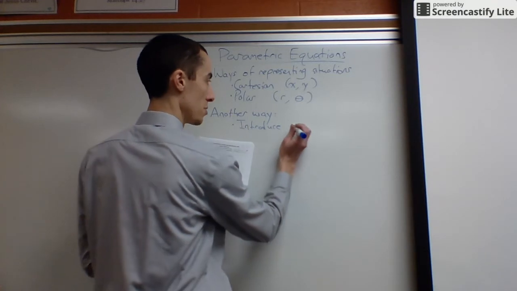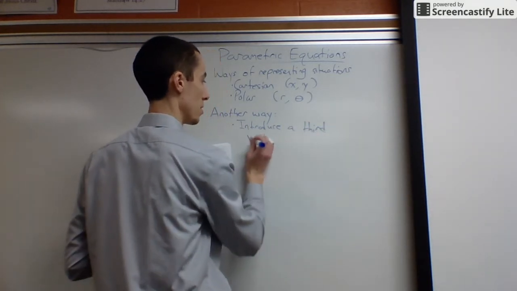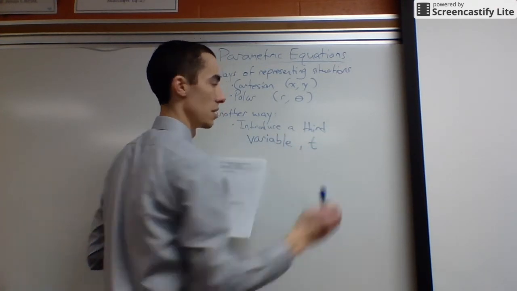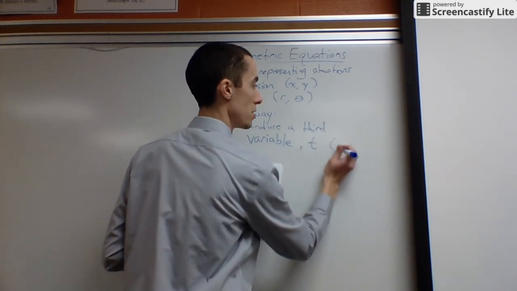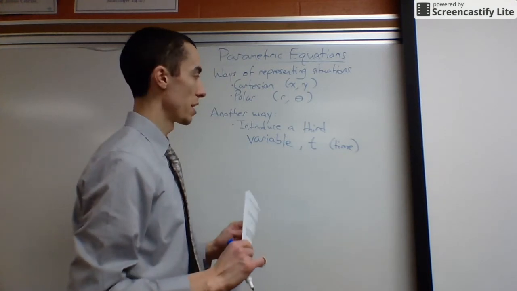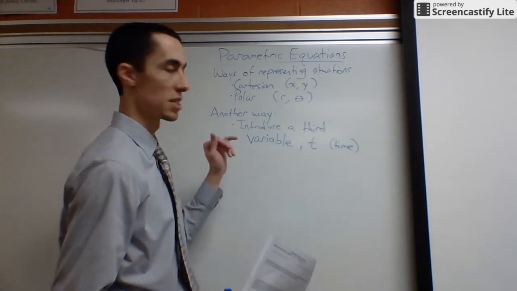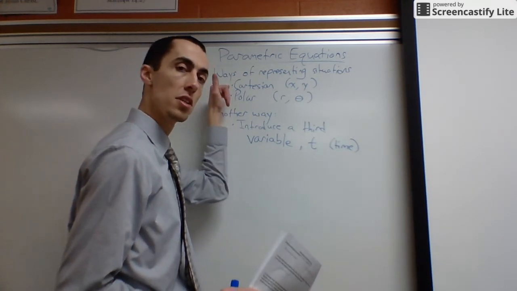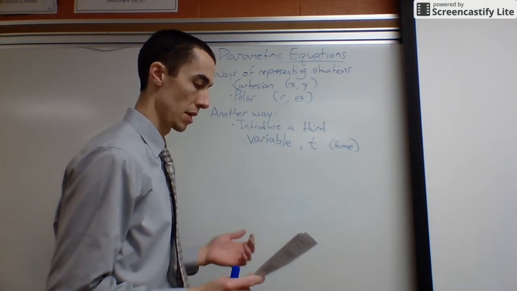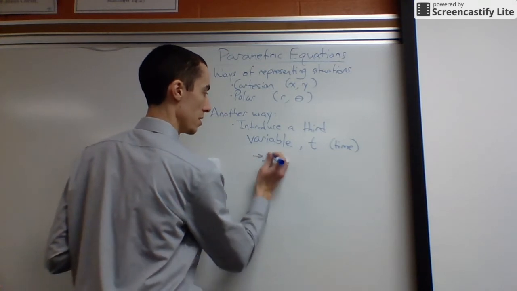And this is by introducing a third variable, which is the variable t, which represents time. In this way, we're going to use t, but we'll also be using x's and y's. So in a sense, it combines Cartesian coordinates with the concept of time. There are some advantages to doing it this way.